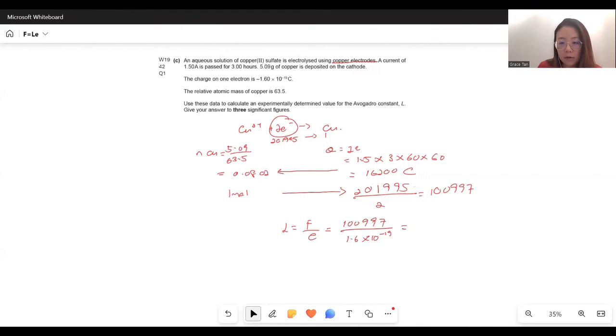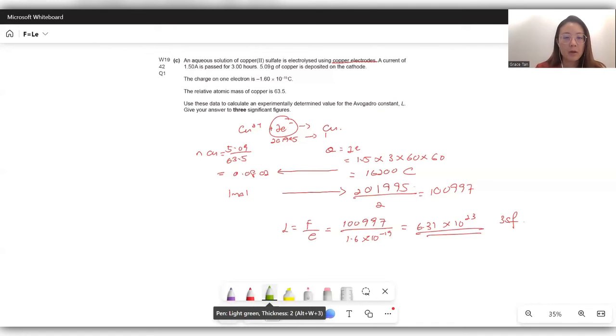So the Avogadro constant will be 6.31 times 10 to the power 23 in 3 significant figures, 3 SF. Okay? Okay, I'm going to show you another way.